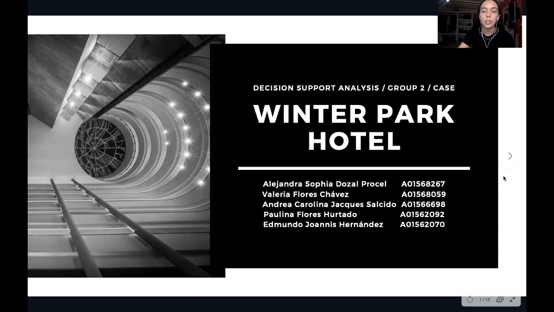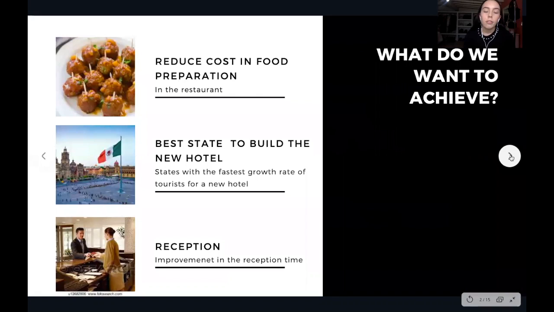We are going to present you the Winter Park Hotel case. First, what do we want to achieve? It is intended to minimize the cost to prepare the food. Afterwards, it is intended to look for a new location to build a new hotel. And lastly, we want to improve the time that every customer spends at the reception.